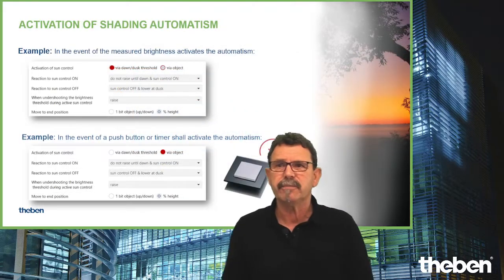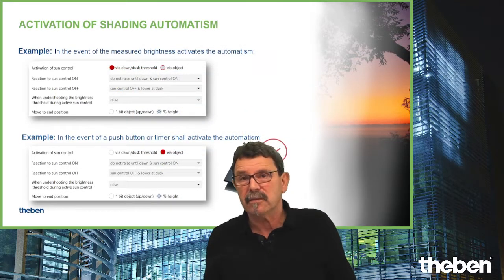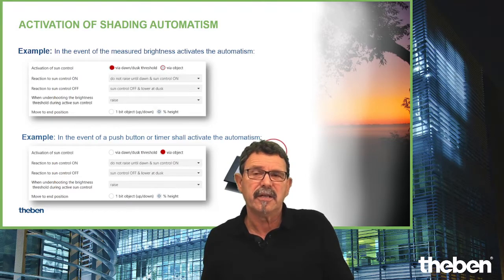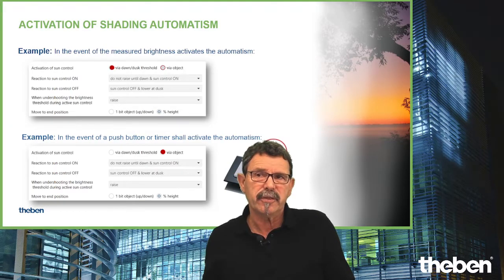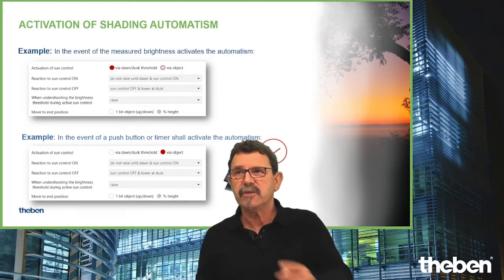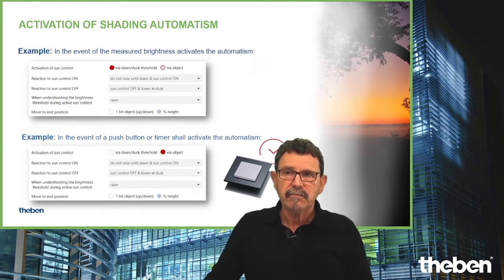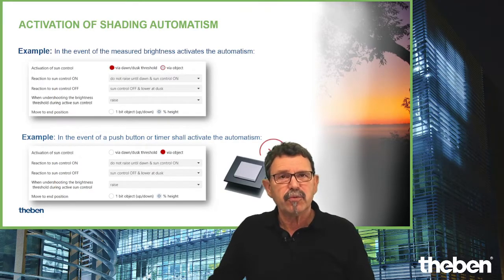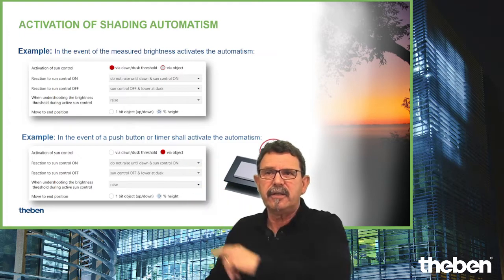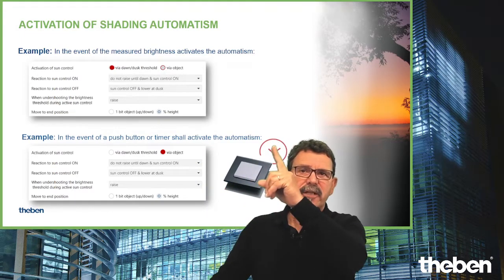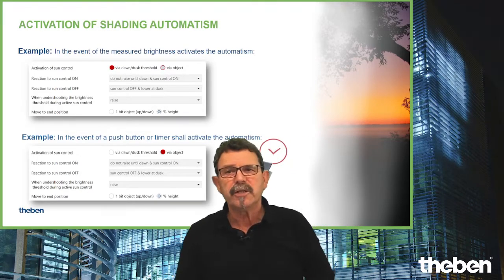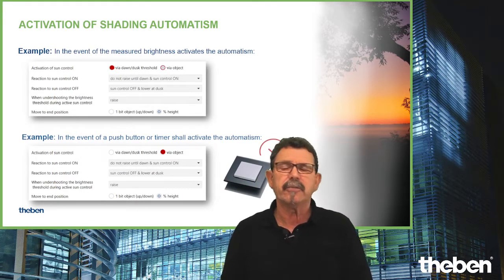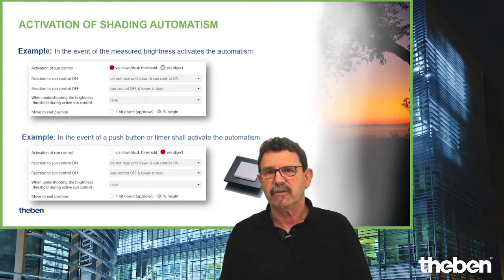Here we talked about this. And then, how can we start this smart operation on this principle? You can do it in different ways. Either, as you see here, via dusk and dawn, which means you have the chance to preset at which brightness level the sun protection shall start. Or you do it via object, like here. Then you take a push button or a time controller, for instance, which gives you the command, a bit command, to start this automatism finally.